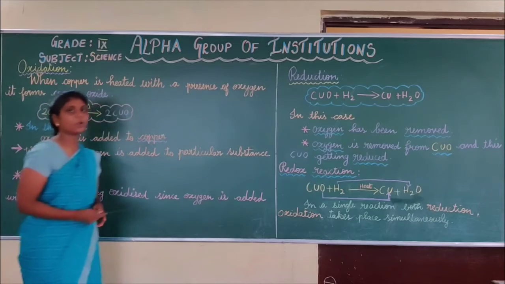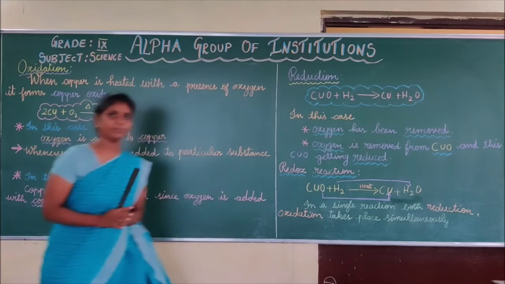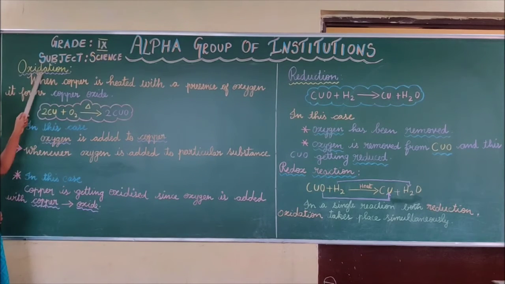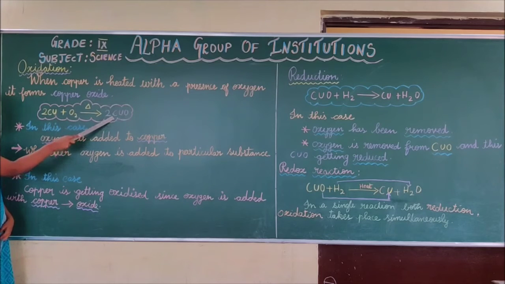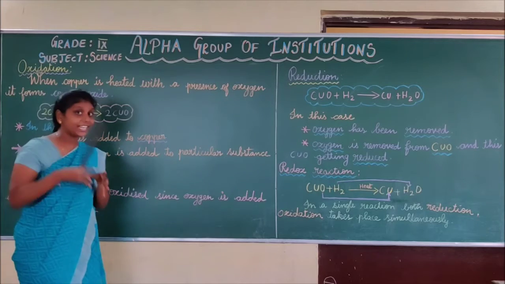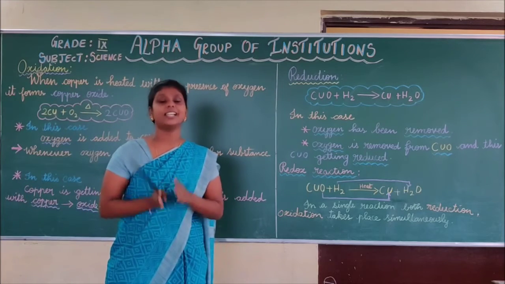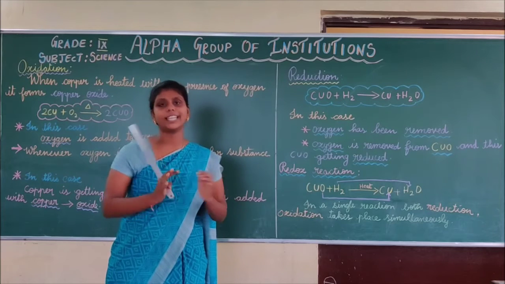Okay, students. Next we are going to discuss what is oxidation. For example, copper is heated in the presence of oxygen and forms copper oxide. In this case, oxygen is added to copper. See this example? Oxygen is added to copper. Whenever oxygen is added to any particular substance, that reaction is called an oxidation reaction.